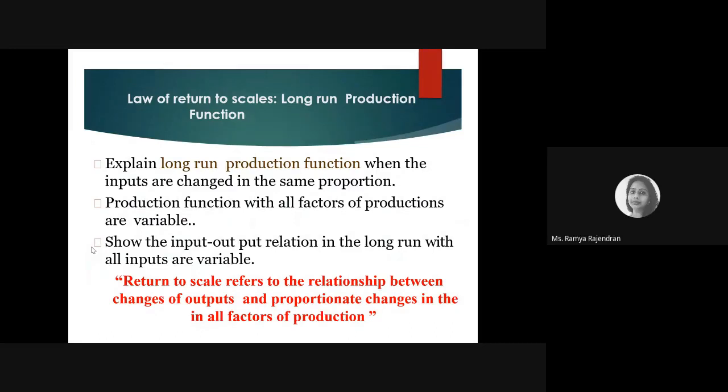And then the second law is the law of returns to scale. This is also called the long run production function, which helps the firm decide how they should be investing in the future. Okay, let's see that with an example.